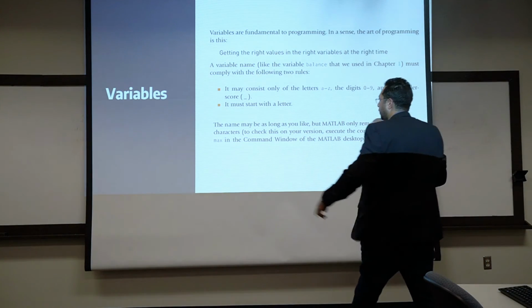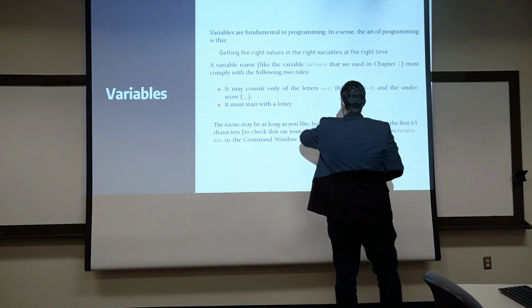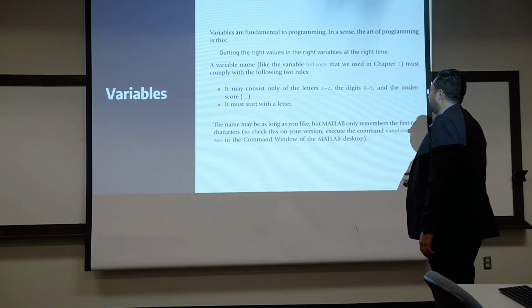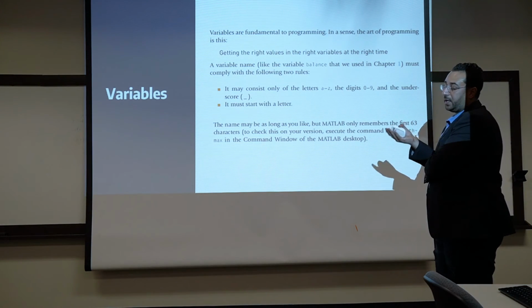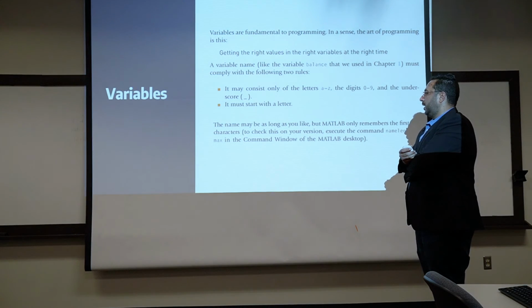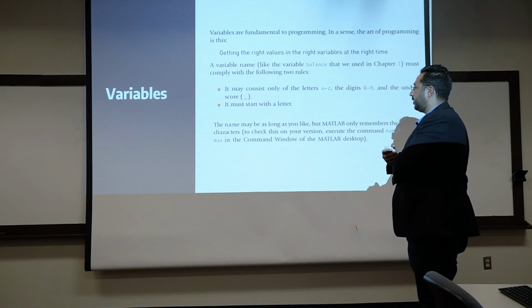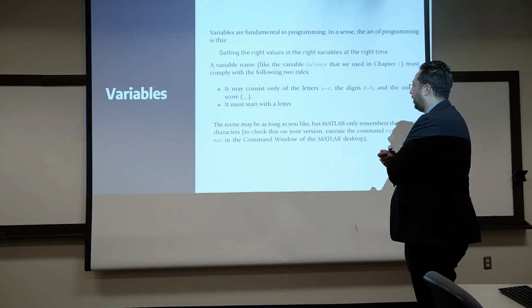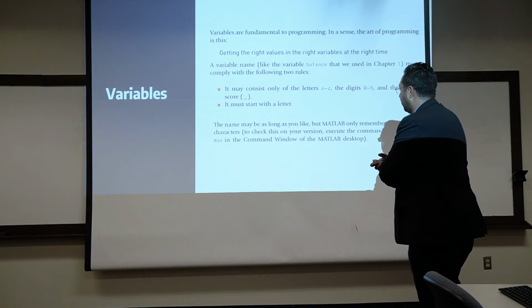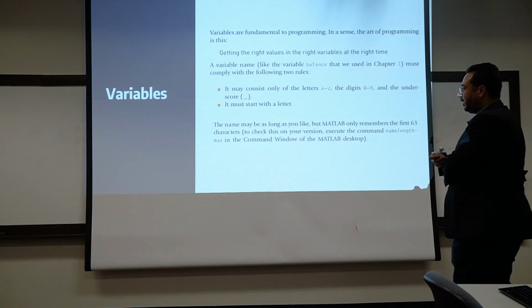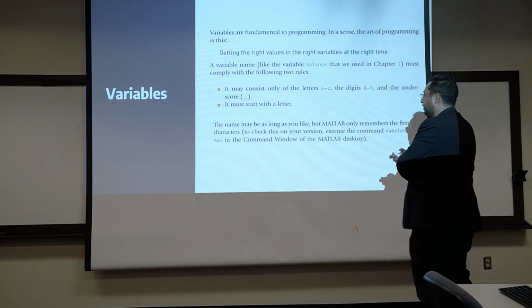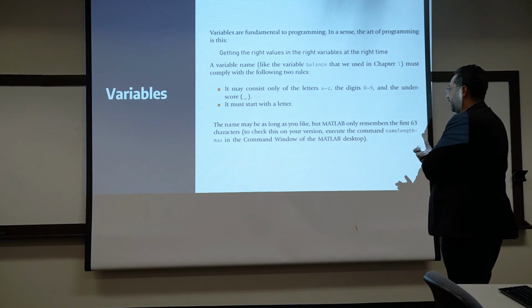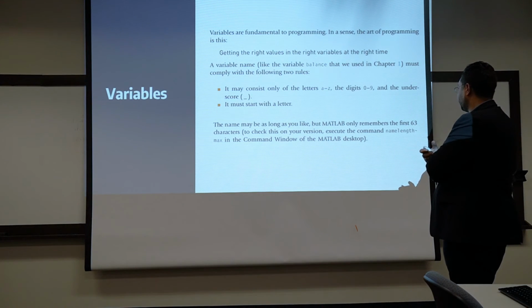First, your variable should consist only of the letters A to Z and digits 0 to 9, and it can have an underscore as well, and it must start with a letter. You can't say variable 9b. You can say variable b9, but you can't say 9b. The name can be as long as you want, but MATLAB recognizes only the first 63 characters of your variable. I don't know if it makes sense to make a very long variable, but sometimes you need it.